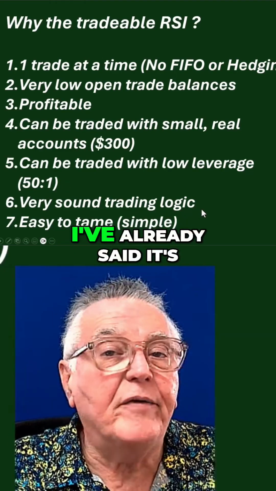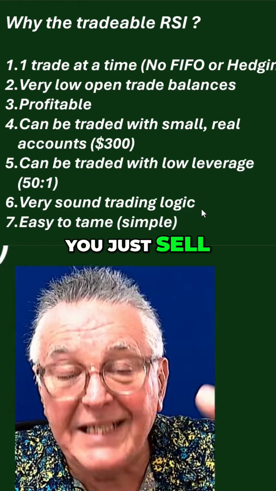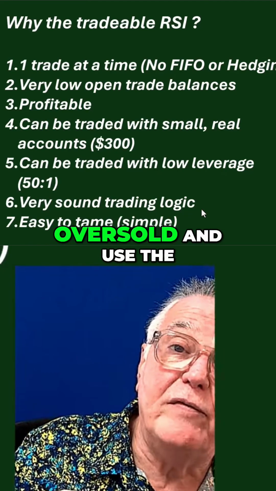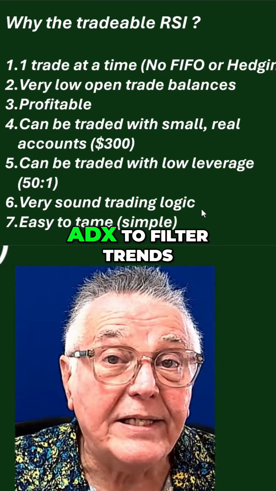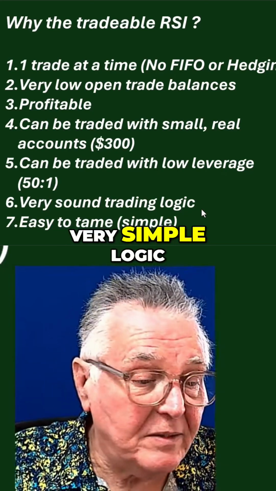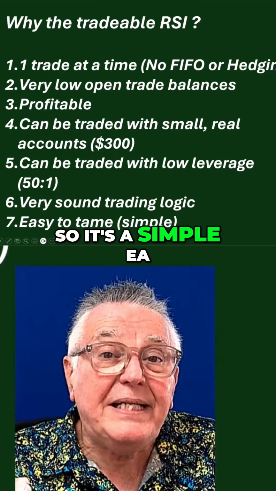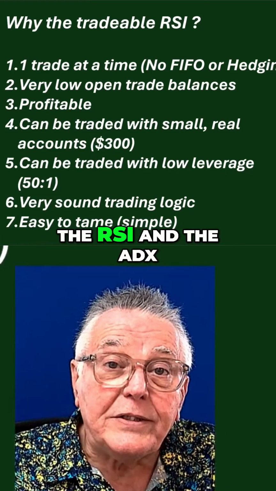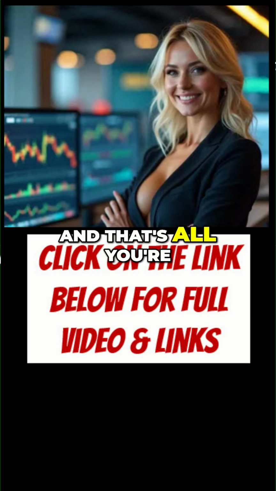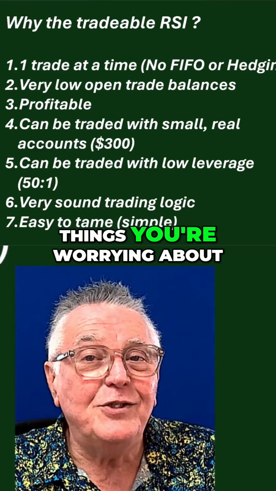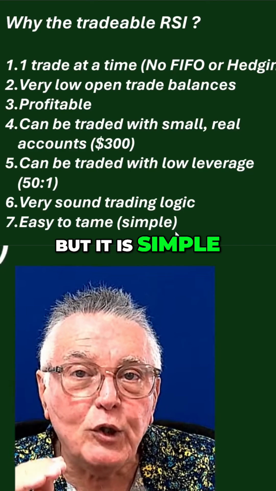Very sound logic. I've already said it's so easy. You just sell overbought, buy oversold, and use the ADX to filter trends. Very simple logic. And it's easy to tame. So it's a simple EA. You're only worrying about the RSI and the ADX, and that's all you're worrying about. There are some other things you're worrying about, but it is simple to tame.